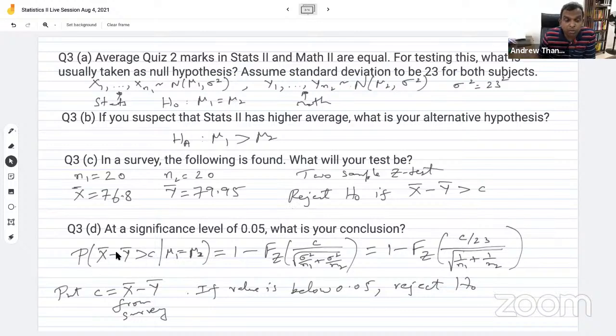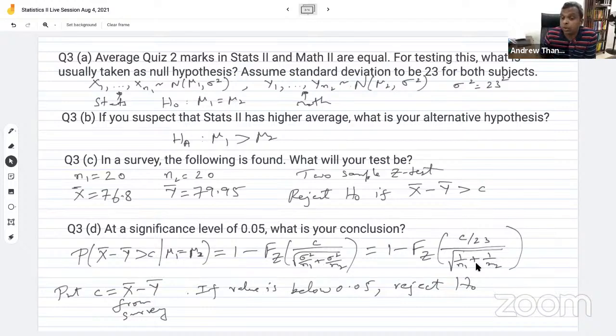What is the distribution for X bar minus Y bar? It's normal with mean 0, right? Under the null assumption, it has mean 0, and the variance is a little bit complicated. It's the square root of sigma squared by n1 plus sigma squared by n2, right? So for sigma, you have to put a square root, and this is 1 minus Phi of c divided by this. So this is the formula that people are trying to use.